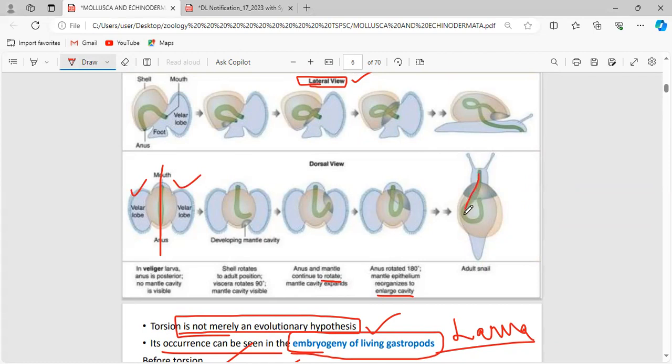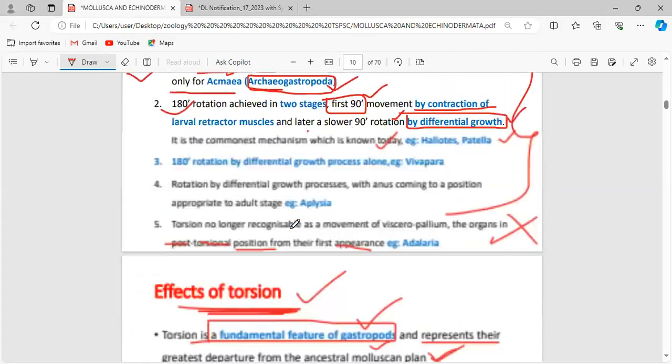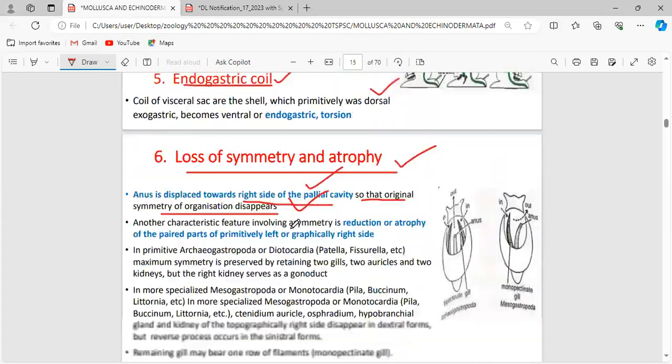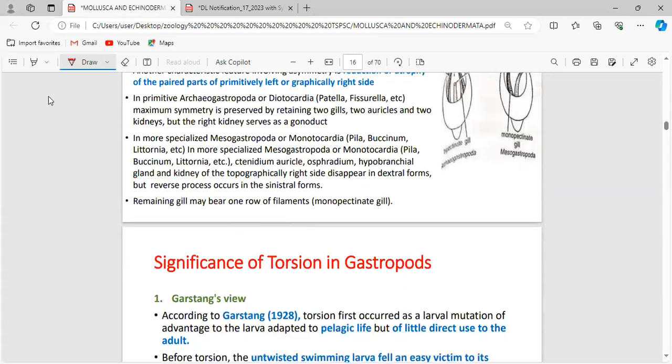Then this rotation happens, and as a result of torsion, if we cut the same individual, the same thing will not happen. What is present on the left side will not be present on the right side. So obviously it loses its symmetry. This is what I mean. This is what you have asked. This is the reason.